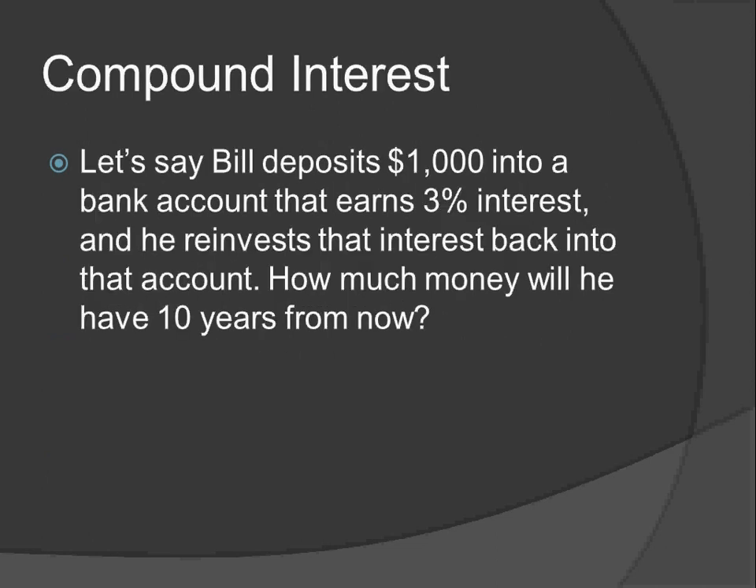Compound interest. Let's say Bill deposits $1,000 into a bank account that earns 3% interest, and he reinvests that interest back into that account. How much money will he have 10 years from now? So this is taking into consideration Bill, who deposited $1,000, reinvested the 3% for 10 consecutive years.